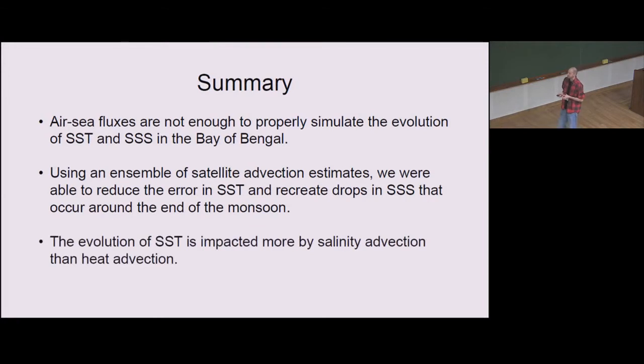The evolution of SST is impacted more by the salinity advection than it is by the heat advection. So if you want to get anything right, you want to get the salinity advection right.